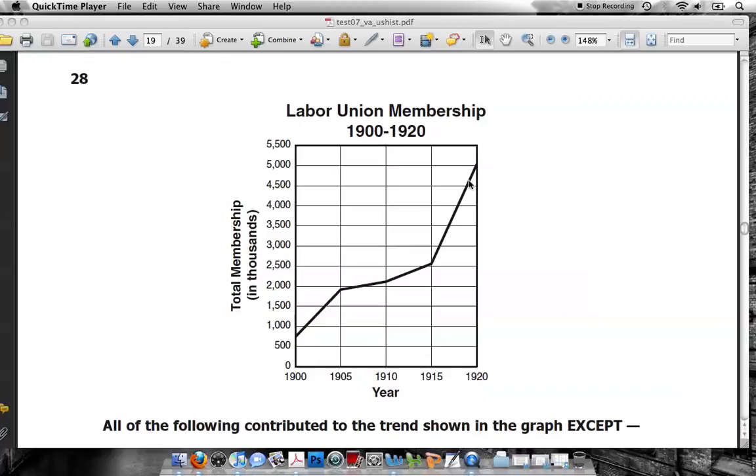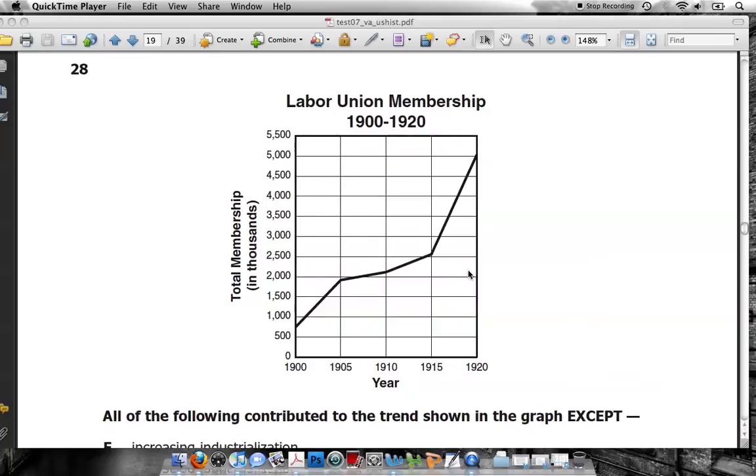Let's see, what events were around then? Well, World War I starts around here. It's also during the Progressive Era. Didn't talk too much about that though. World War I's really the main event here.